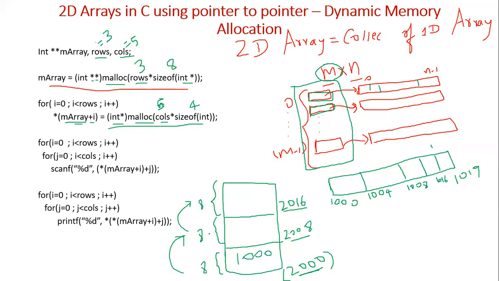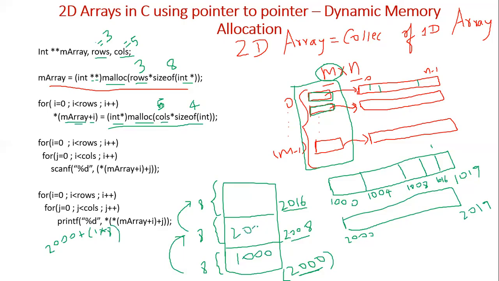Like that for the second array. Say the second one dimensional array is from 2000 to 2019. Then in the second iteration it will be m array plus I. What is m array? 2000. What is I? I is 1. What is the scale factor? Scale factor is 8. So 2000 plus 1 into 8 is 2008. That is the location where you want to store the address.